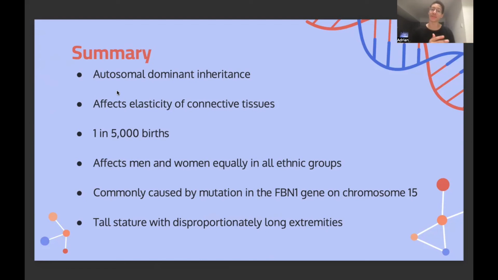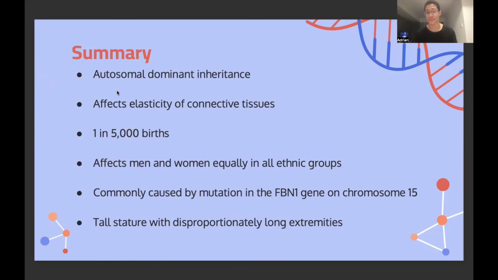Like we've said, Marfan syndrome is autosomal dominant inheritance. That's the pattern it inherits. Just need one parent for an offspring to have the syndrome. Marfan syndrome affects elasticity of connective tissues. That is why it's so important when we've talked about scoliosis, right? So just keep that in mind.